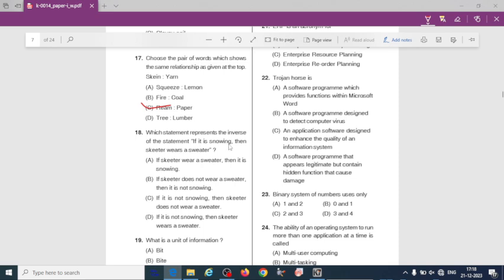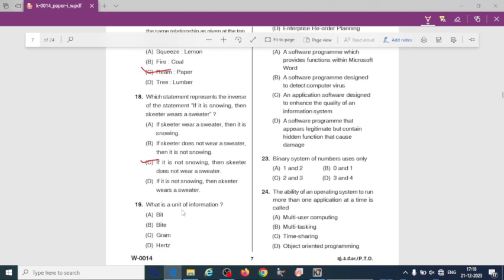Which statement represents the inverse of the statement: if it is snowing, then Skeeter wears a sweater. If Skeeter wears a sweater, then it is snowing. If Skeeter doesn't wear a sweater, then it is not snowing. If it is not snowing, then Skeeter doesn't wear a sweater. If it is not snowing, then Skeeter wears a sweater. 18th, option: if it is not snowing, then Skeeter doesn't wear a sweater.